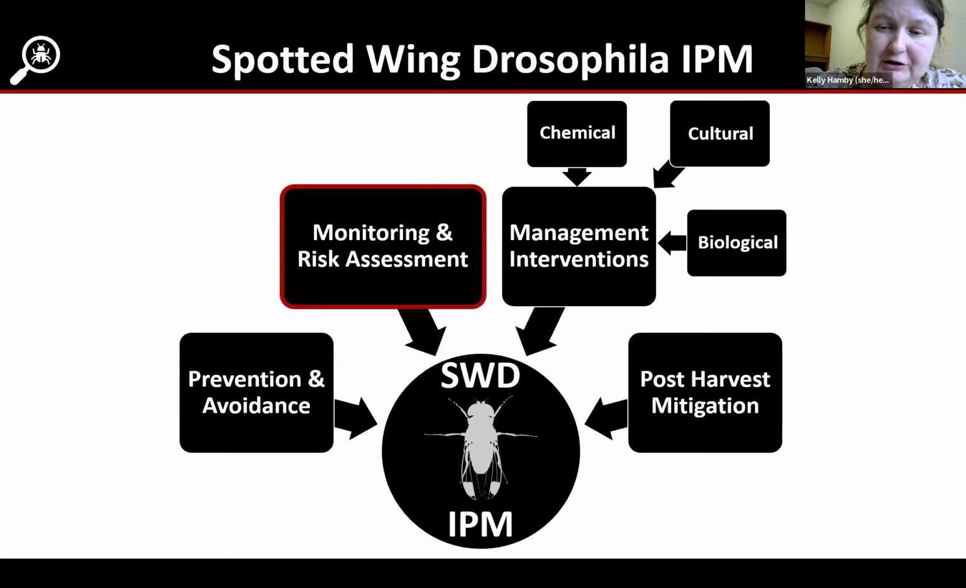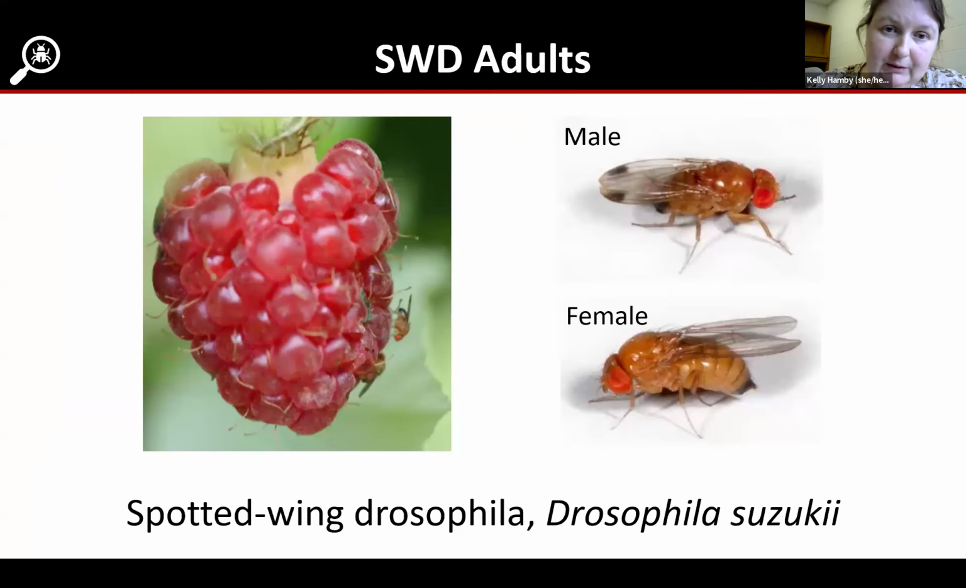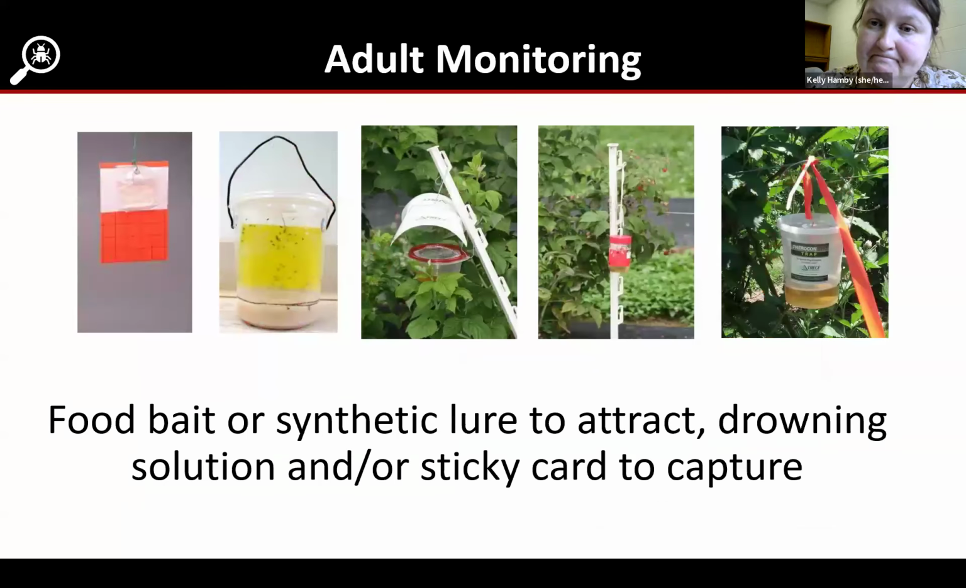So after prevention and avoidance, we have monitoring and risk assessment. There are a couple of ways that you can monitor for spotted wing Drosophila. As I mentioned, these are pretty small fruit flies. So here is an adult male and female on the raspberry. The males have spots, which is where that name spotted wing Drosophila comes from, but the females do not have spots. So keep that in mind if you're trying to monitor yourself in terms of identification.